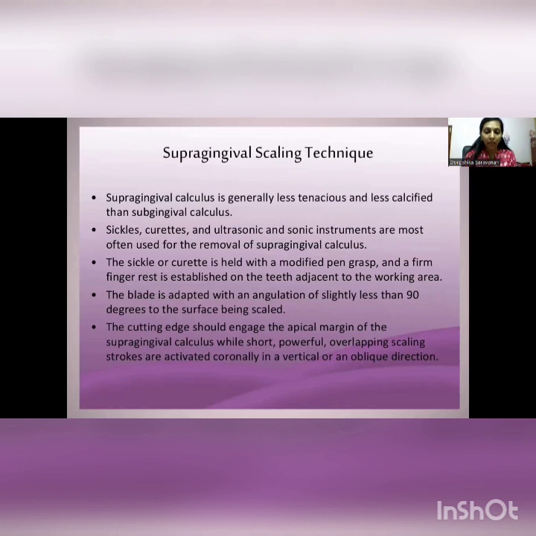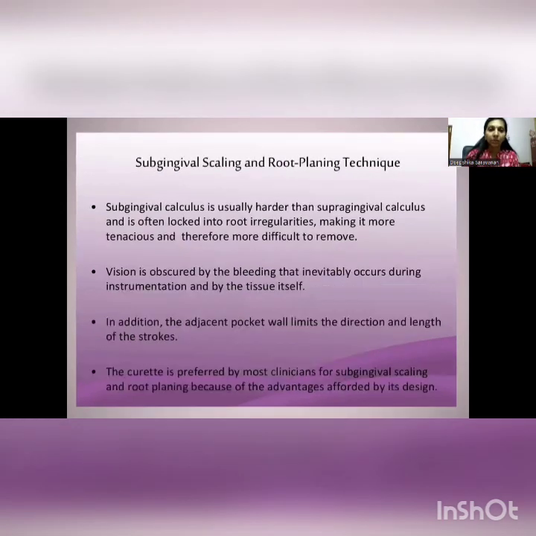The cutting edge should engage the apical margin of supragingival calculus with short, powerful, overlapping scaling strokes, which are activated coronally in a vertical or oblique direction. Subgingival scaling is usually harder. When you compare subgingival calculus, it's usually harder than supragingival.